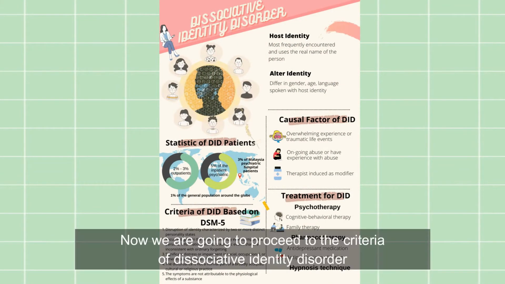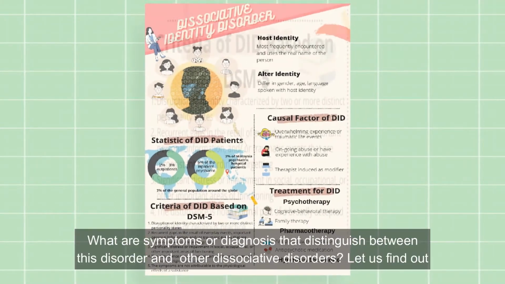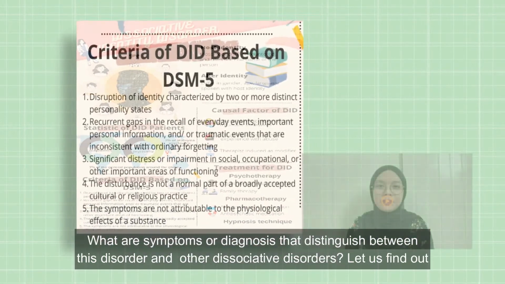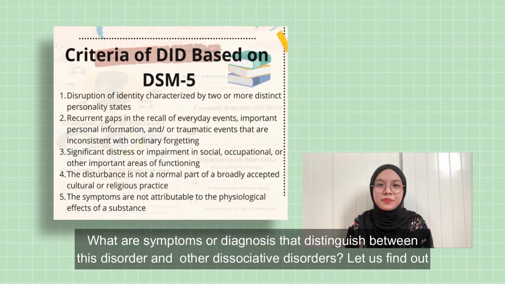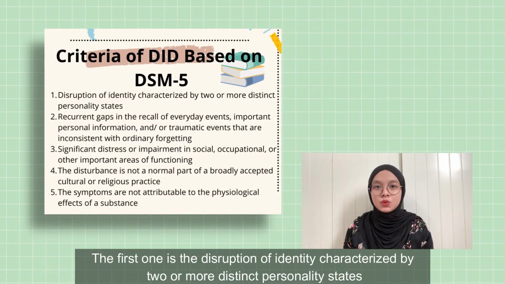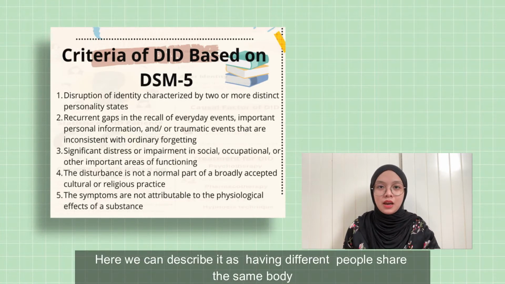Now we are going to proceed to the criteria of dissociative identity disorder. What are the symptoms or diagnostic criteria that distinguish this disorder from other dissociative disorders? Let us find out. The first one is disruption of identity characterized by two or more distinct personality states. Here we can describe it as different people sharing the same body.